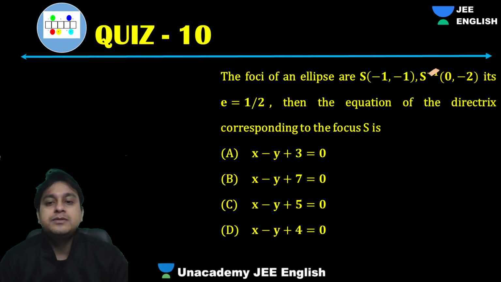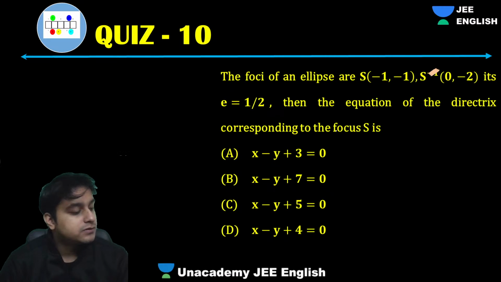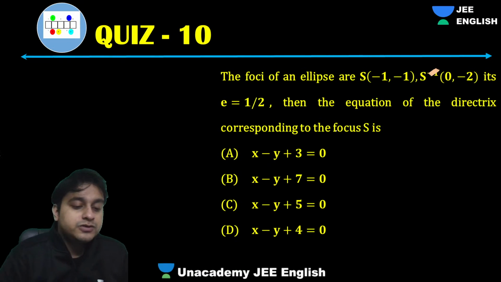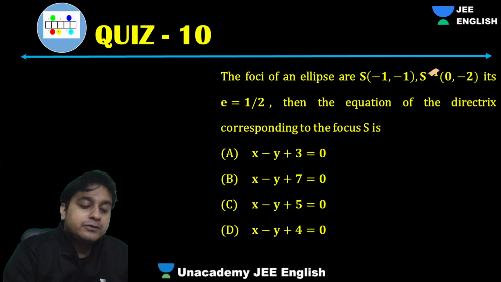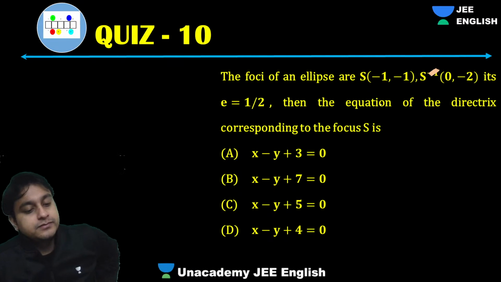The foci of an ellipse are S(-1, -1) and (0, -2), and its eccentricity e is equal to half. Then find the equation of the directrix corresponding to the focus S. Good question, very nice question. Think about it, guys. It's a very good question, to be frank, and you don't generally get this kind of question, and you can easily imagine how we have to proceed.